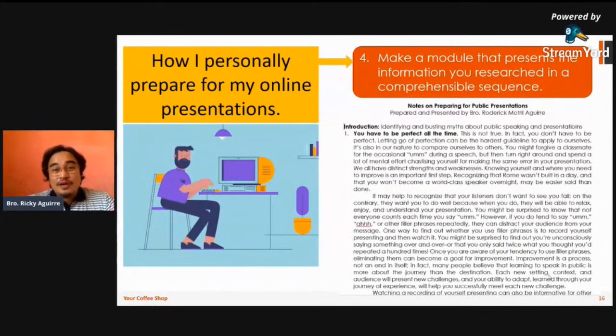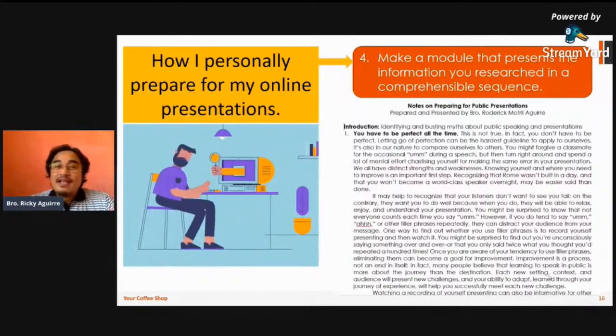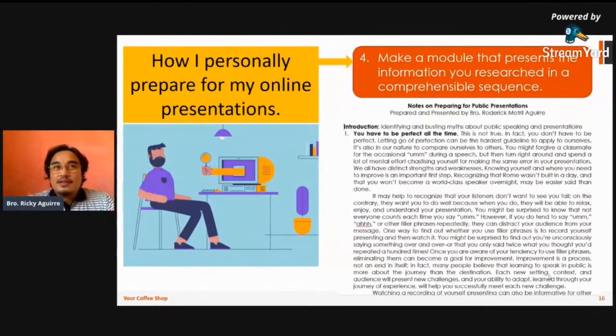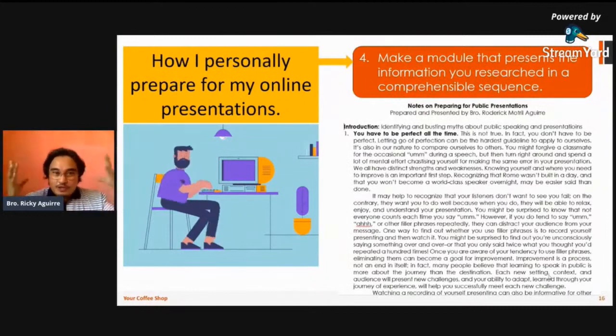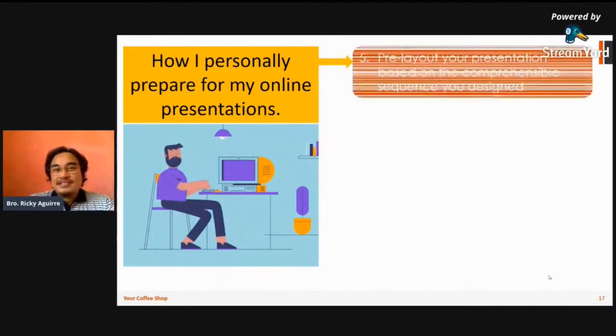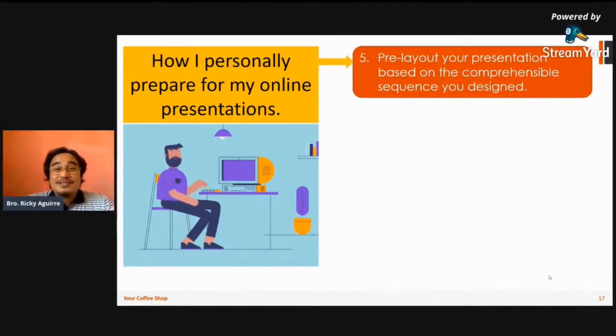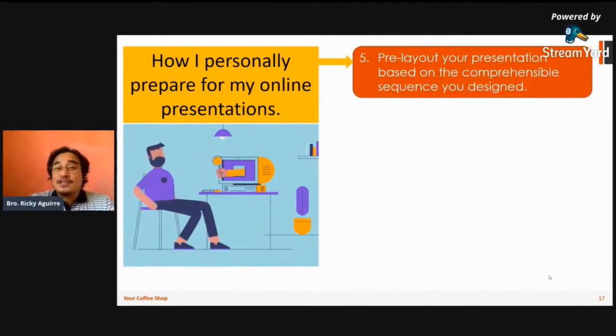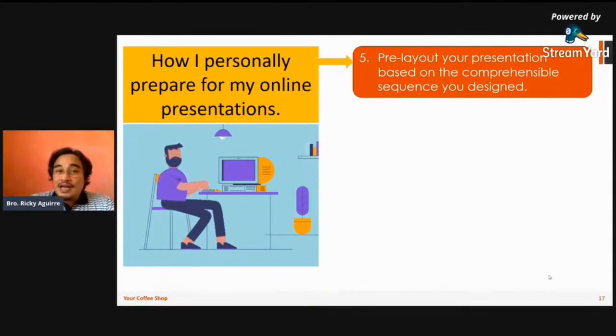So ganun po, gagawin muna ako ng handout. Tapos babasahin ko siya hanggang sa utak ko, ito, ganito siya dapat ang itsura niya pag na-present siya. Right? So my fourth step now is pre-lay out my presentation based on the comprehensible sequence that I designed. So hindi mo na ako naglalagay, hindi mo na ako nag-isip kung anong ilalagay, hanapin yung pictures.